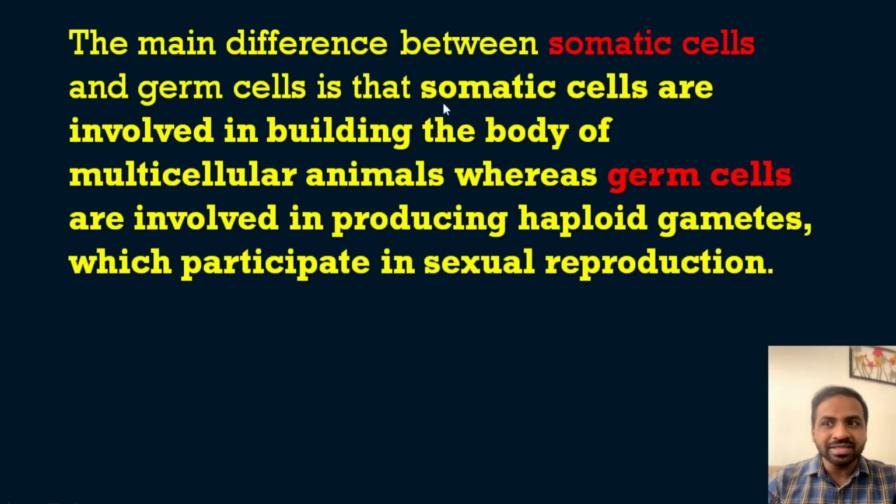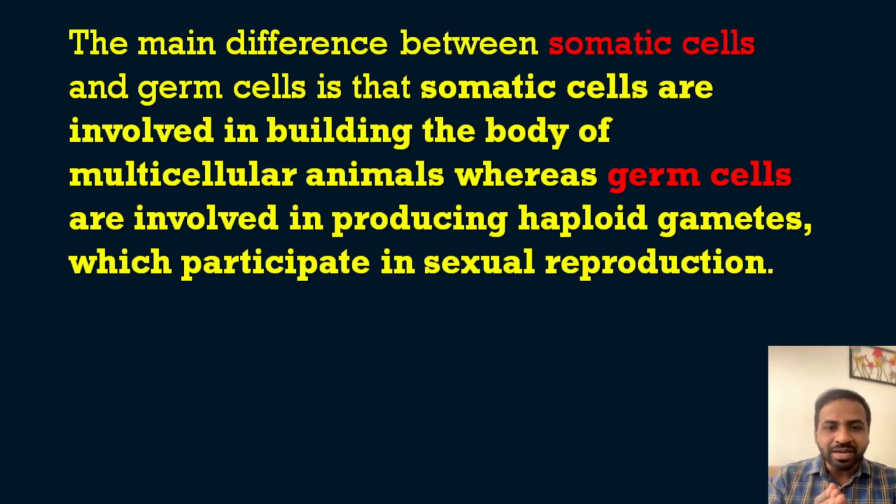Okay, germ cells is that the somatic cells are involved in building the body of multicellular animals. Like human beings, the somatic cells are involved in the building of the body of the multicellular animals. On the other hand, the germ cells are involved in producing haploid gametes which participate in sexual reproduction. So the germ cells are involved in sexual reproduction and the somatic cells are involved in body building in multicellular animals.